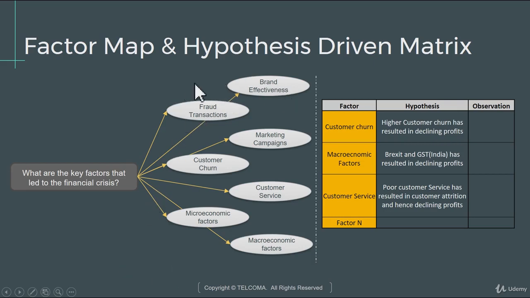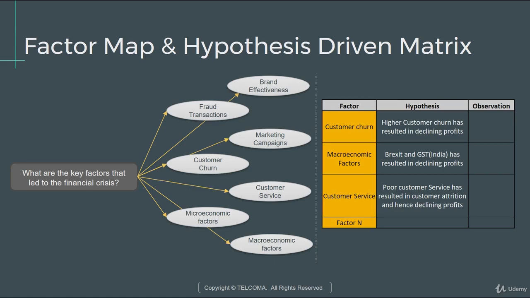You believe that fraud transactions have increased, right? So the number of fraud transactions could actually be a problem. Customer churn could be a problem. Microeconomic factors, macroeconomic factors, customer service, which could be poor or good, marketing campaigns, which are not really effective right now, and the overall brand image. Is there a tarnished brand value? How do people perceive your brand? All of these factors could actually lead to your declining profits.